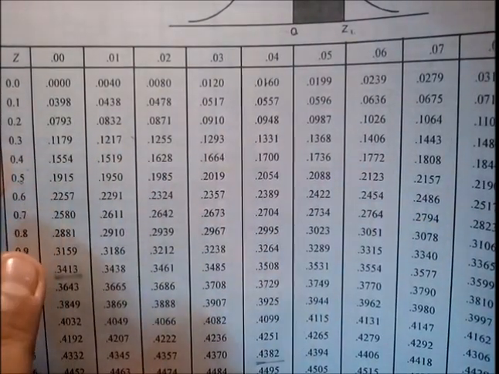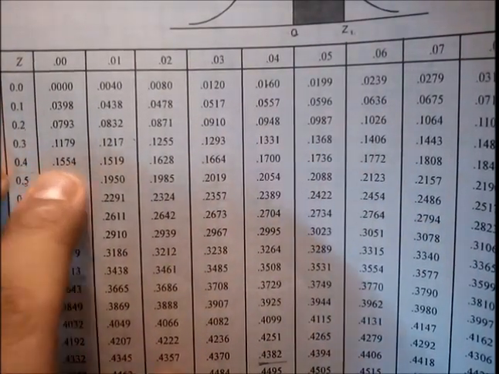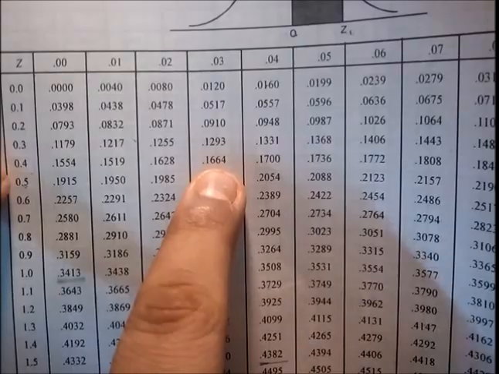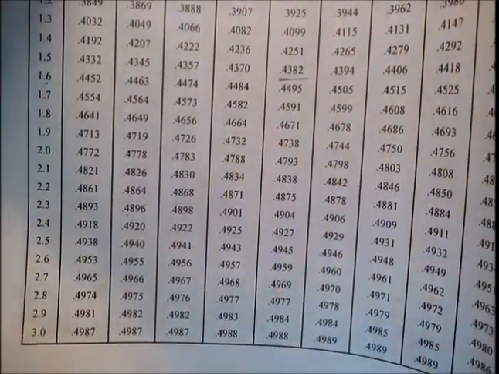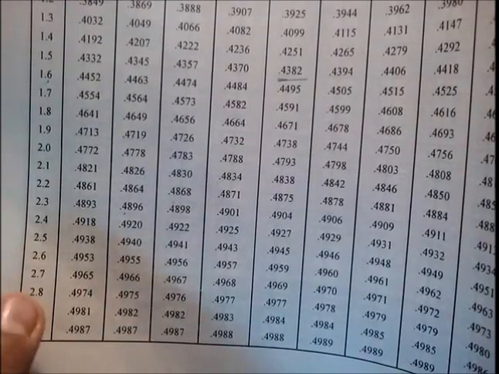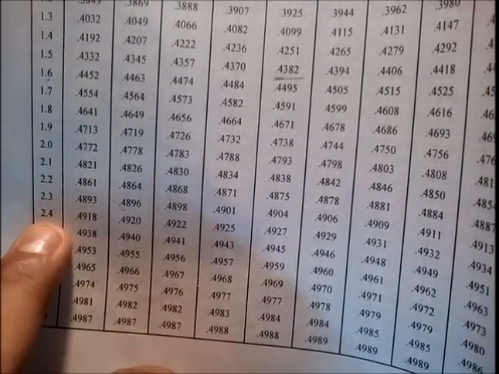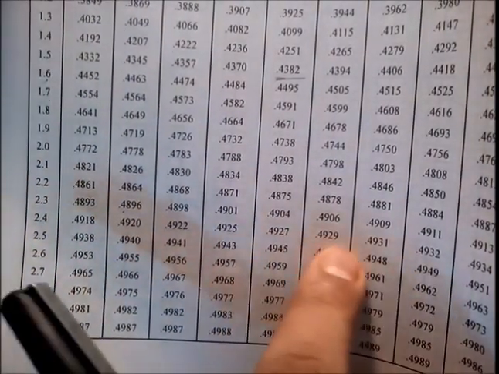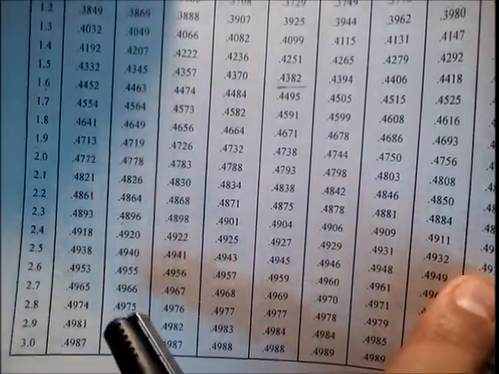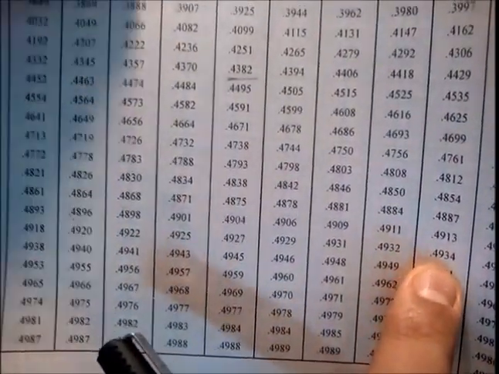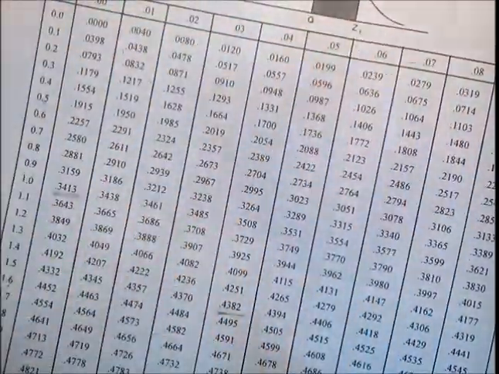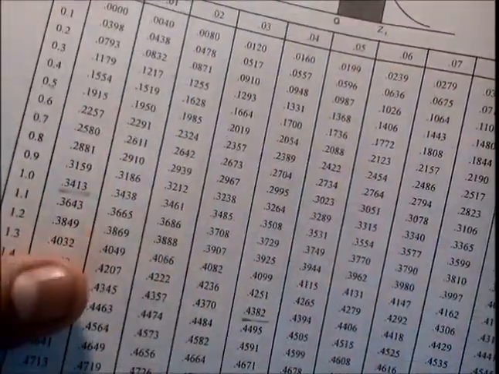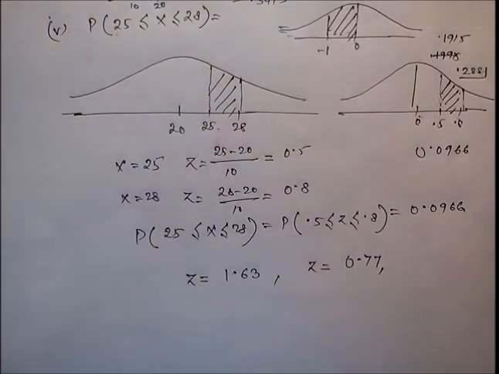If the value is 0.43, 0.43 means this one, 0.1664. Similarly, 2.48: 2.4 is this one, and 8 means up to this one, so this is nothing but for 8. So we can get the values like this way. Next.